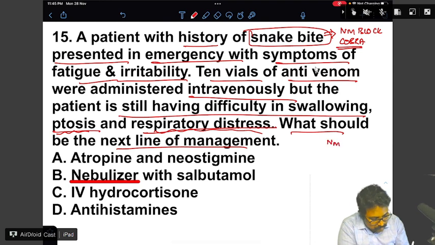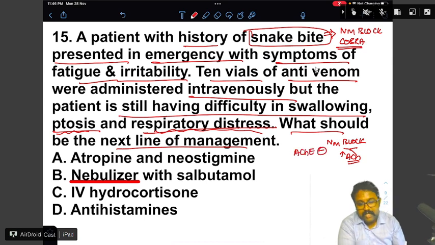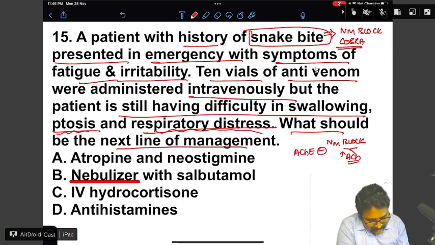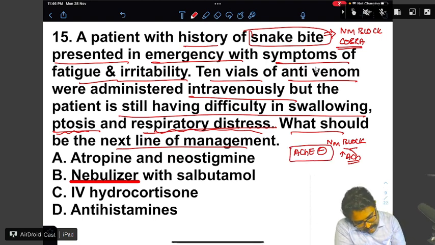NM block will be there at the junction. You need to increase the acetylcholine. So how are you going to increase the acetylcholine? By giving acetylcholinesterase inhibitor or anticholinesterase. Here, which is the anticholinesterase you have in the options? It is the neostigmine. So your answer for this question will be option A.